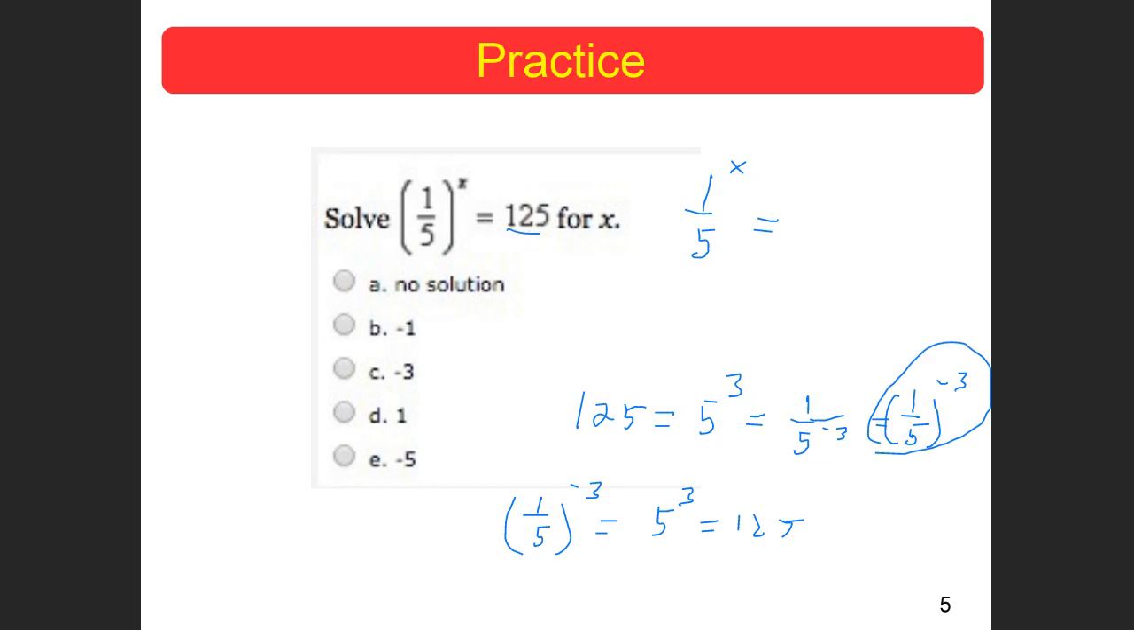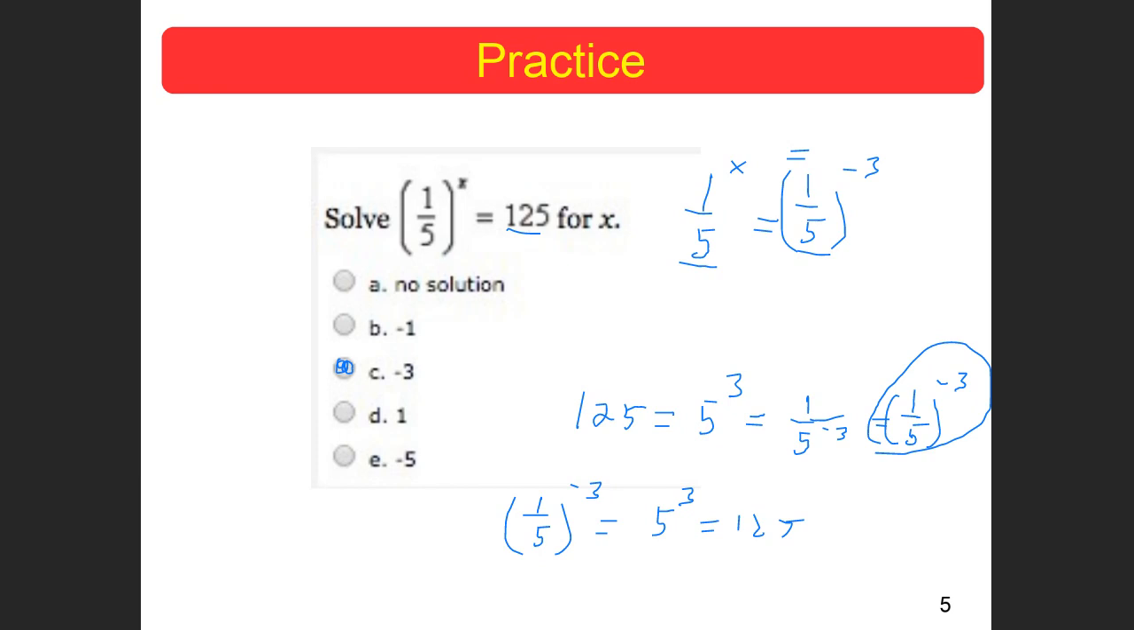So 1/5 to the x is equal to 1/5 to the negative third. Now I have the same bases. Exponents are equal. x equals negative 3. Boom, done. That's one way of solving an exponent: get the bases to be the same. Now, you can't always do that.